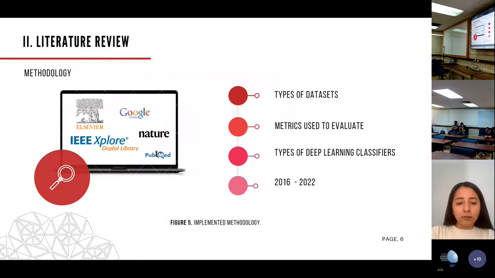Methodology. This research is focused on breast cancer classification using deep learning techniques. The following points are considered while developing this article. Types of data sets used for deep learning classification models, which can be public and private databases. Metrics used to evaluate breast cancer models, like accuracy, precision, etc. The types of deep learning classifiers used for breast cancer are presented, and the most relevant articles published since 2016 were selected.